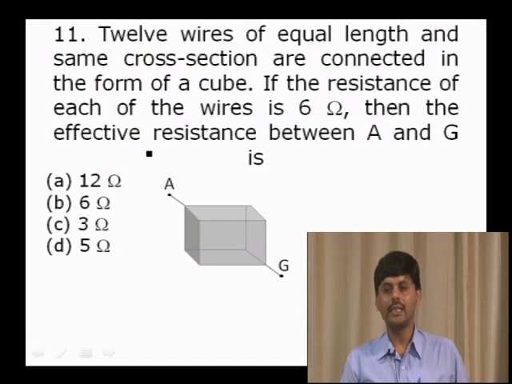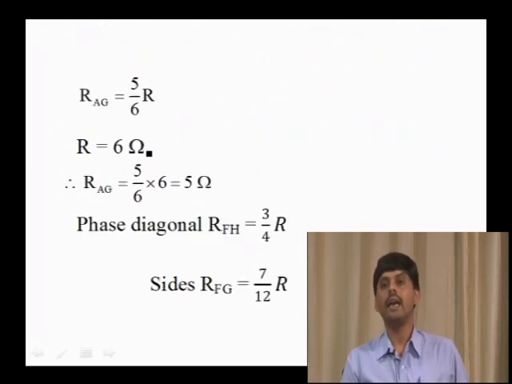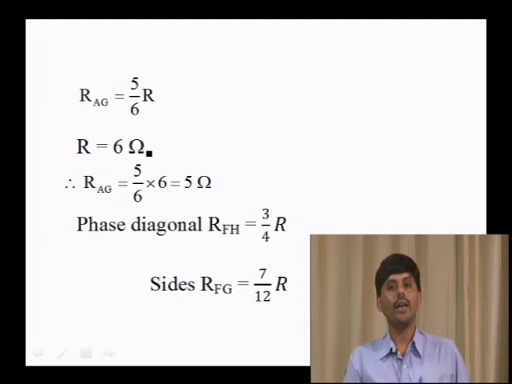See, I already discussed A and G from the diagram. This is a body diagonal. For the body diagonal, the effective resistance between A and G is equal to 5 divided by 6 into R. They have given the value of each arm, which is 6. Therefore, R_AG is equal to 5 by 6 into R, where R is equal to 6 ohm. 5 by 6 into 6 cancels, so the effective resistance is equal to 5 ohm.